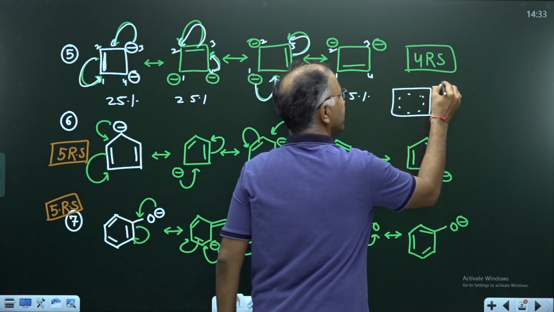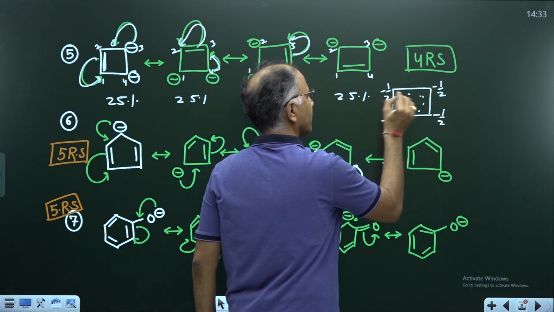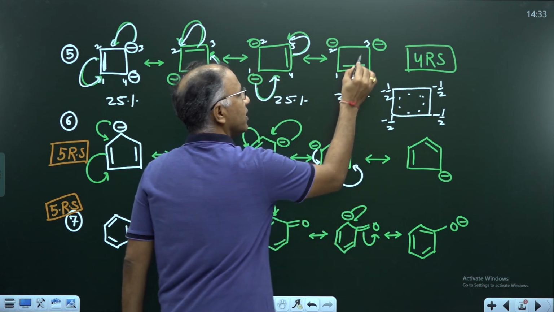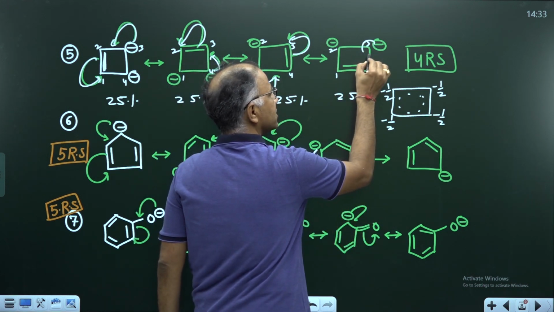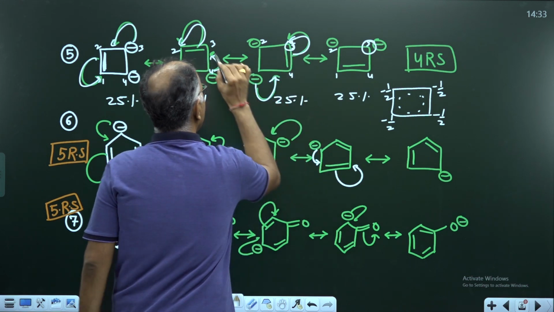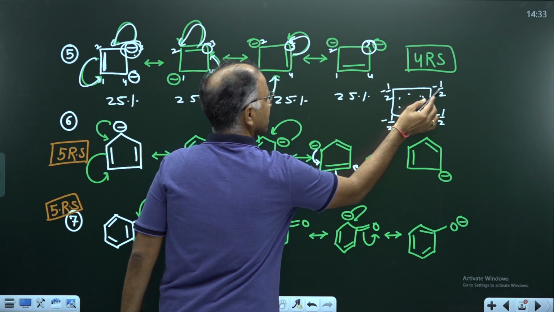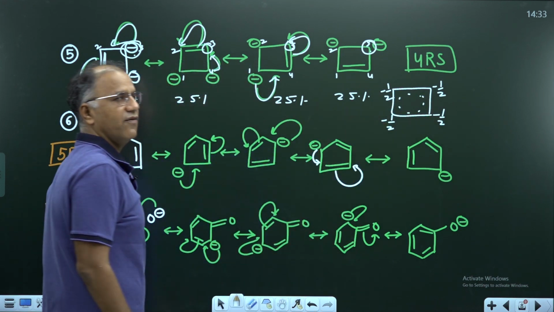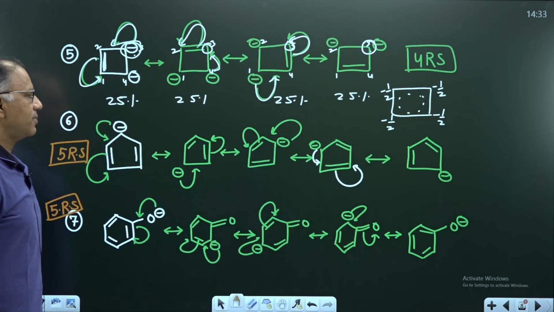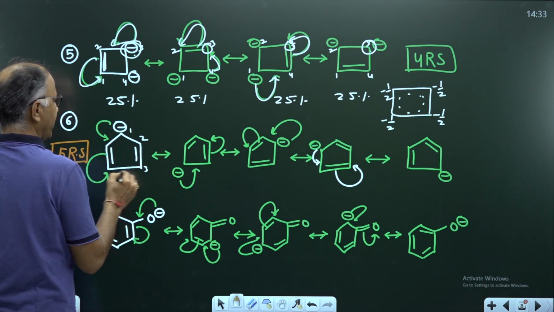So this means each carbon will carry -half. How -half? The contribution of this third carbon is 1/4, means -1/4 charge. This is neutral and -1/4. -1/4 and -1/4 means -half. Got it? Similarly, example 5th, there will be 5 RS.